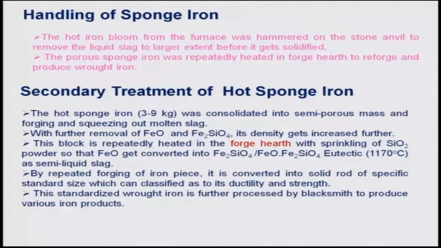The secondary treatment of hot sponge iron is done in the following way. Hot sponge iron of 3 to 9 kg was consolidated into a semi porous mass, and forging squeezed out the molten slag. With further removal of FeO and phyllite, the density increases further. This block is repeatedly heated in the forge hearth, with sprinkling of silica powder, so that ferrous oxide is converted into this eutectic as a semi liquid slag at 1170 degrees Celsius. By repeating the forging of the iron piece, it is converted into a solid rod of specific standard size, which can be classified by ductility and strength.